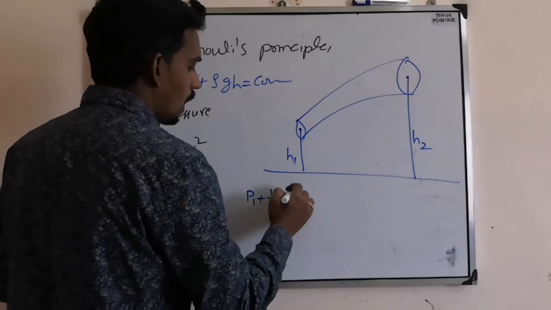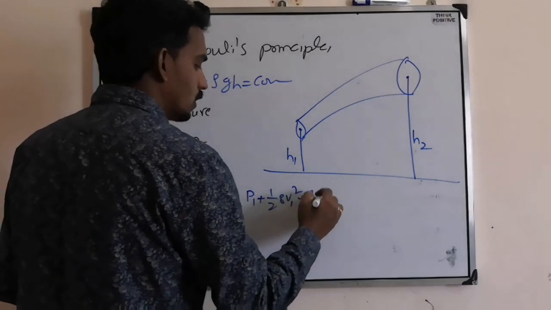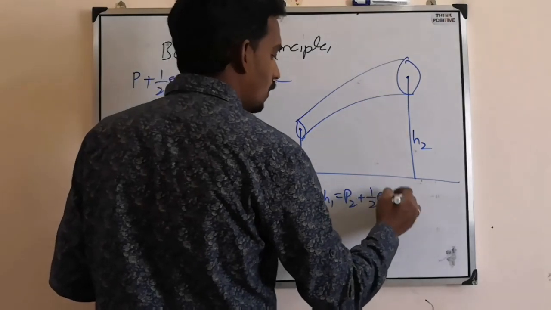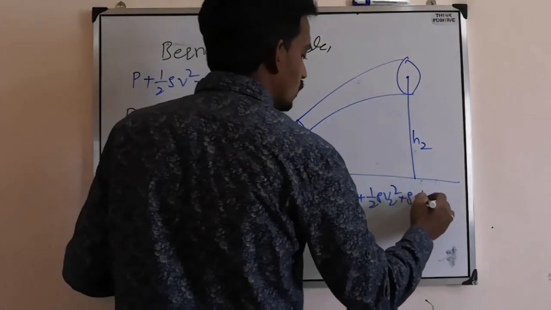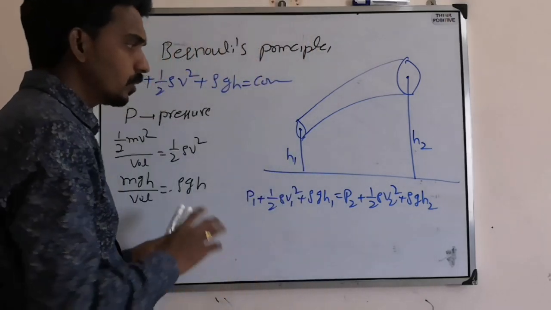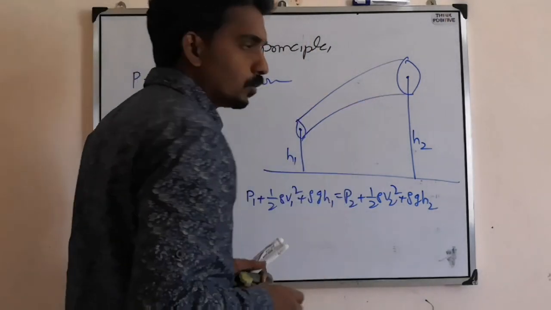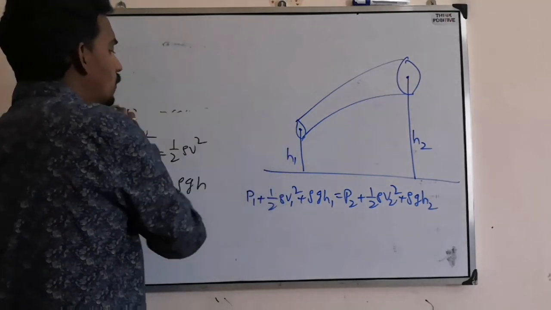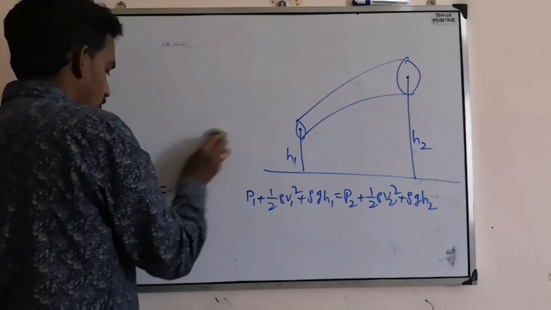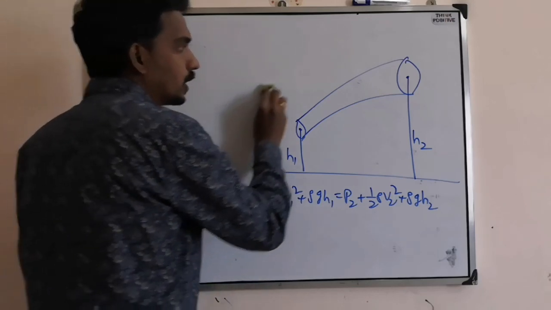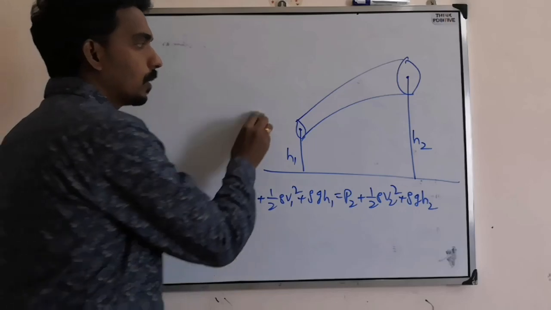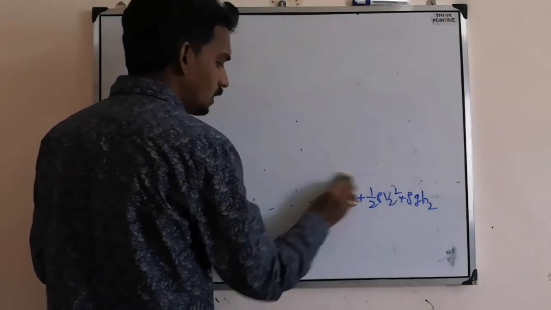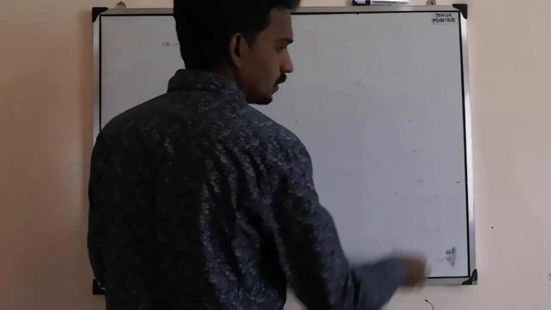So between 2 points, the equation will become P1 plus half rho V1 square plus rho gh1 equal to P2 plus half rho V2 square plus rho gh2. So you can compare between any 2 points. They will give the question, and in that question, you have to understand between which 2 points you should apply Bernoulli's equation so that you can solve the question.